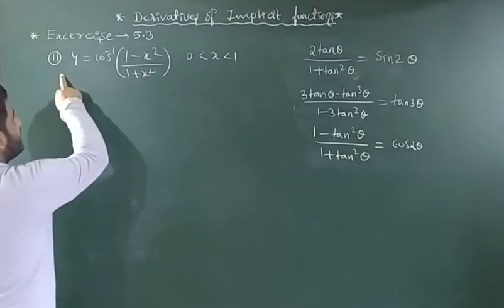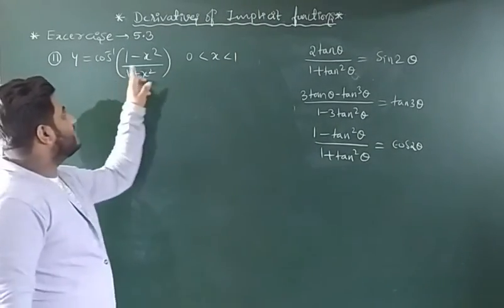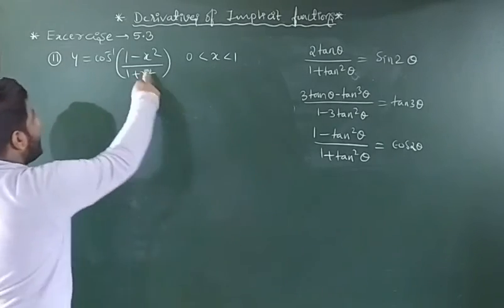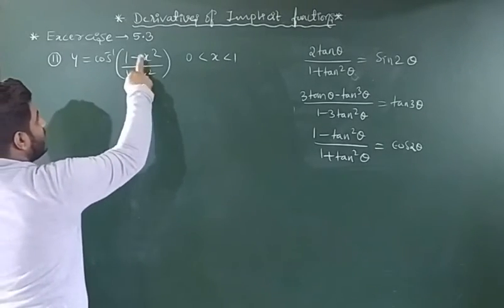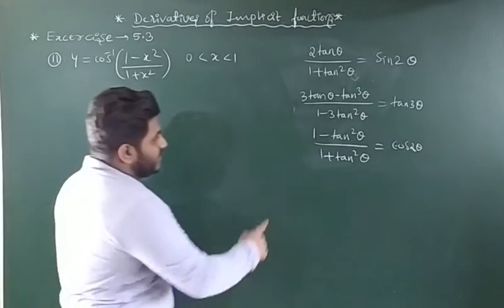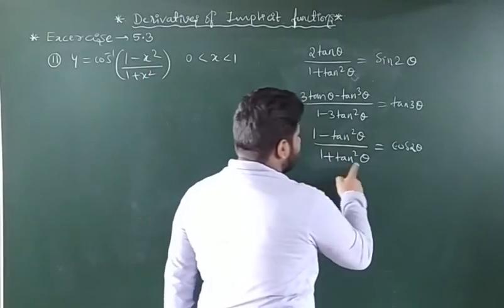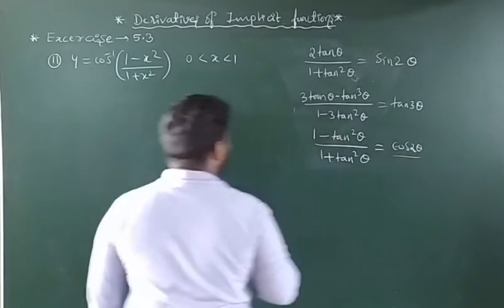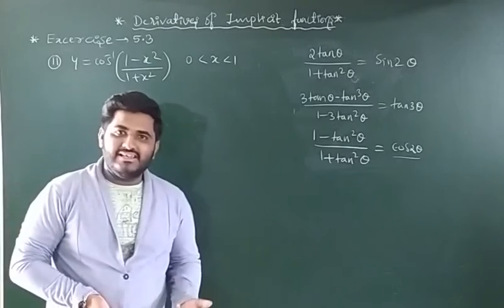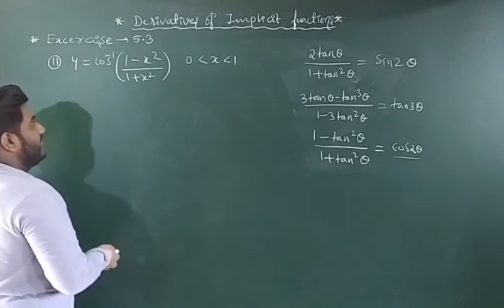So here is the 11th problem. y is equal to cos inverse of (1 minus x square) divided by (1 plus x square). When you put x equal to tan theta, we are getting 1 minus tan square theta divided by 1 plus tan square theta, which is equal to cos 2 theta. So easily cos and cos inverse get cancelled and we can easily find the derivative.